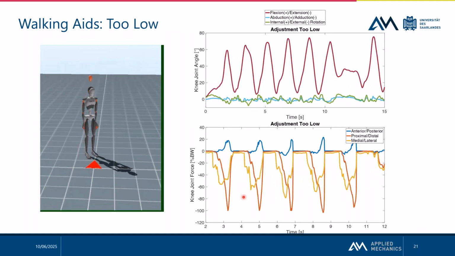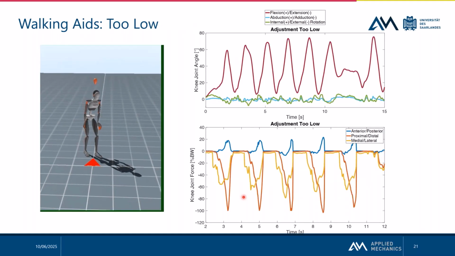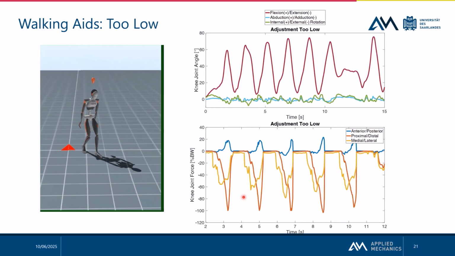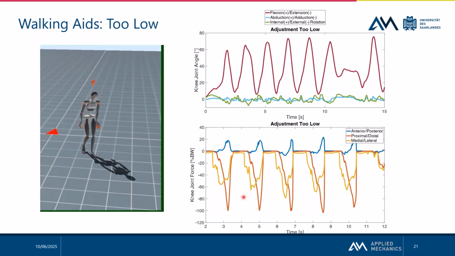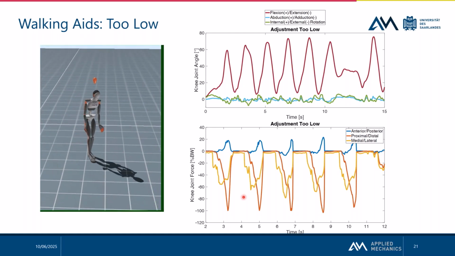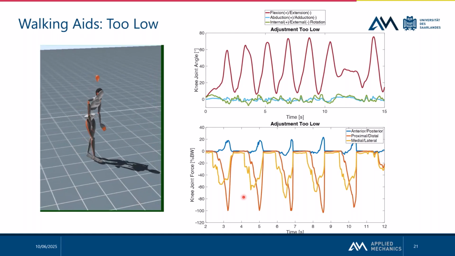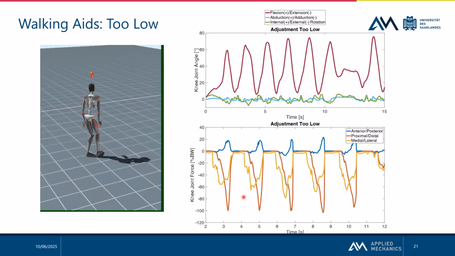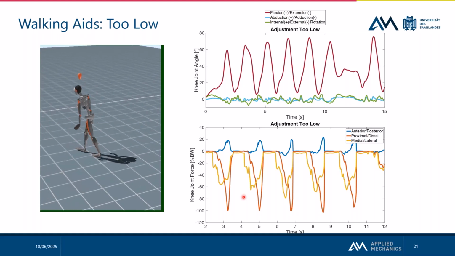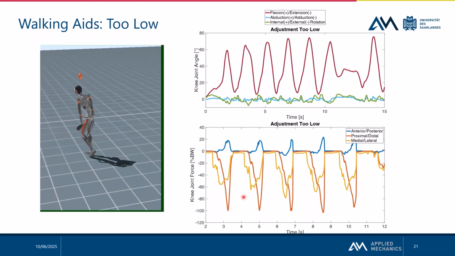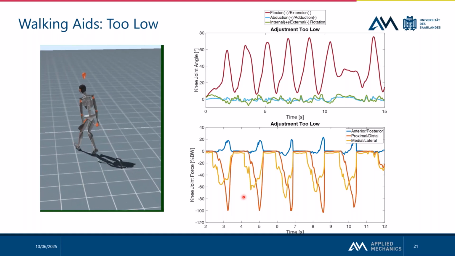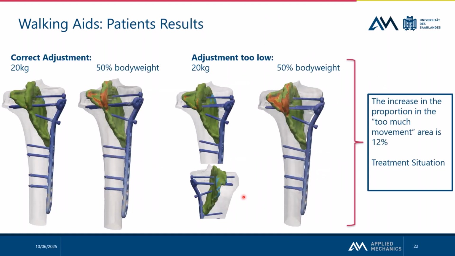But when you look now at the too low adjustment of the crutches, you see a clear difference in the anterior posterior and also proximal distal. So it has a big effect if you just have a false adjustment. And you see this also here in the patient's results with a correct adjustment and then an adjustment too low.